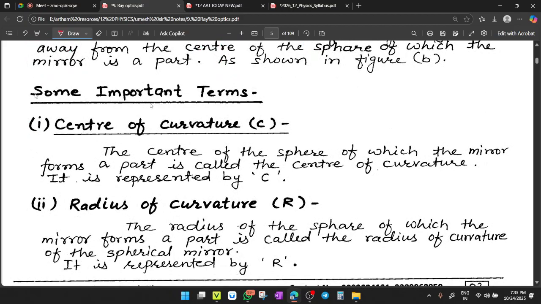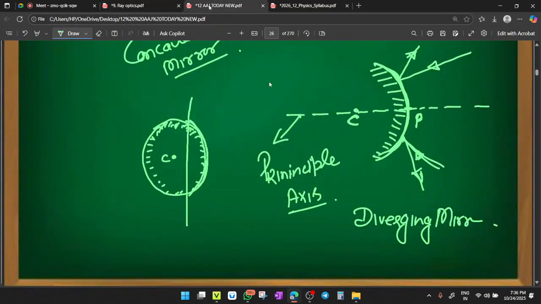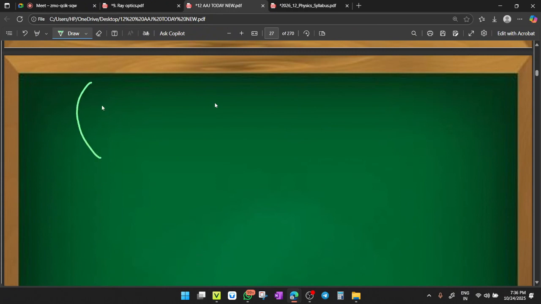Got it? Now, some terminology, some important terms related to the mirror. First, it is center of curvature. What is center of curvature? It is the center of the sphere from which your mirror was taken out. The center of that imaginary sphere is called the center of curvature. Like you have a mirror. It doesn't matter whether it is polished outside or inside. Definitely this mirror is taken from some sphere. So the center of this sphere will become what? Center of curvature.